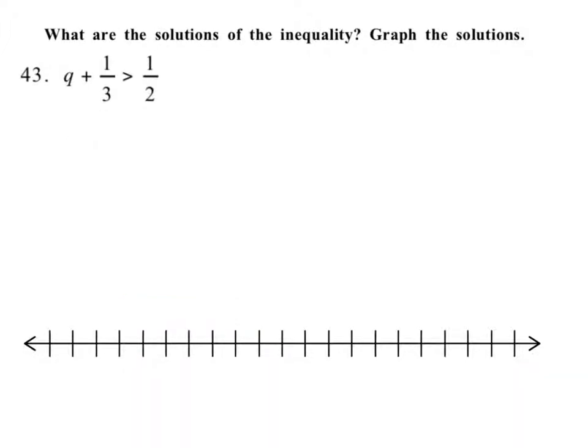Okay, so what are the solutions? What's happening to q right now? We need to isolate q. Right now, 1/3 is being added to it, so we need to undo that with a minus 1/3. And of course, we've got to do that to both sides. Okay, so then we've got q is greater than, and we need to actually do this math: 1/2 minus 1/3. We'll do it over here on the side.